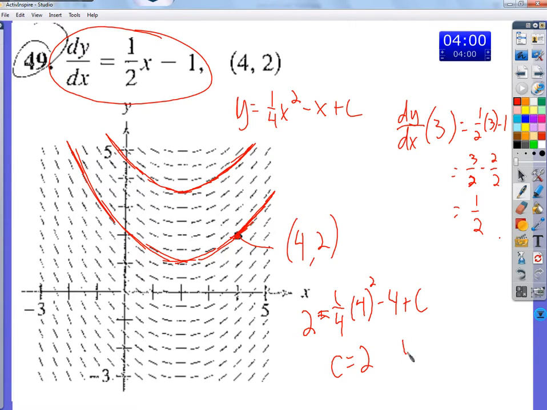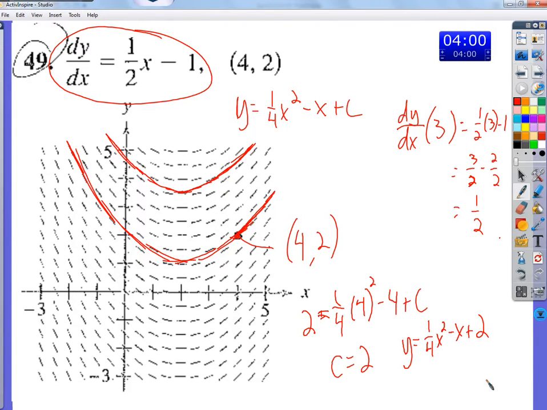So we know that y, with this particular solution right here, is what we call a particular solution, or an initial condition. y is equal to 1/4 x squared minus x plus 2. C is 2.